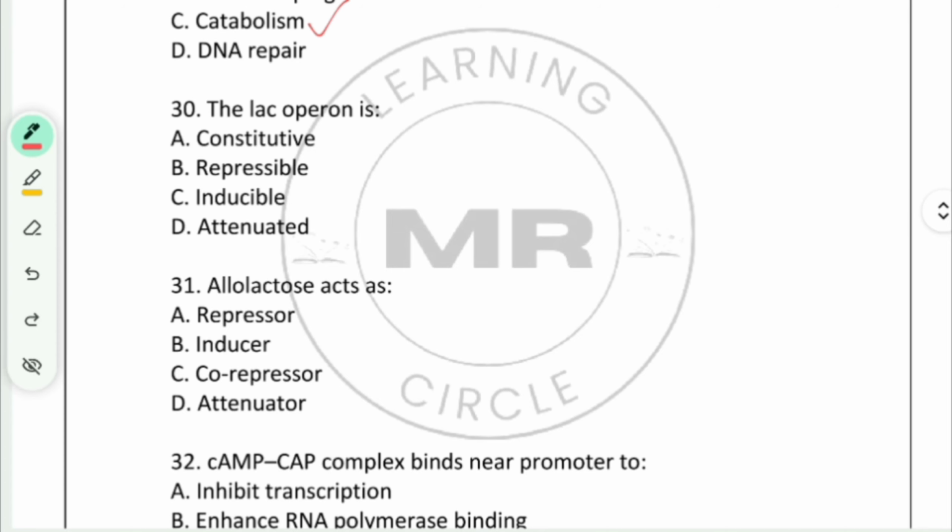Question 30. The lac operon is. Options are A. constitutive, B. repressible, C. inducible, D. attenuated. So the correct answer for this question is option C, that is inducible.